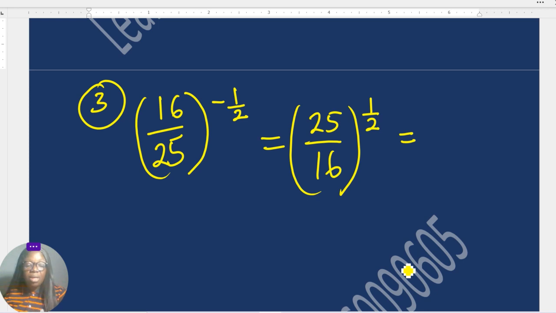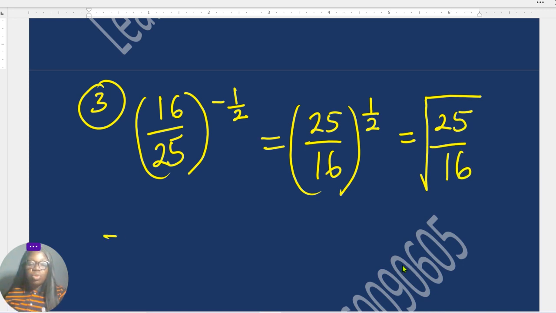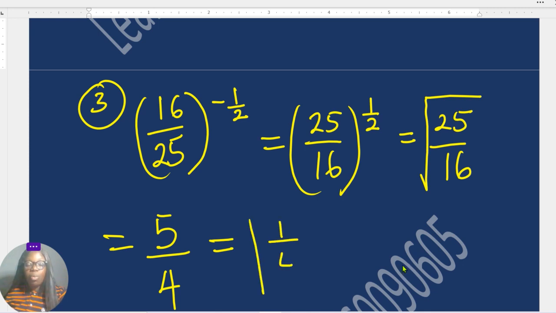Another way to write square root is 1/2. So that will be the square root of 25/16. The square root of 25 is 5. The square root of 16 is 4. This is an improper fraction. Change it to a mixed number. 5 divided by 4, you have 1 whole number, 1/4. So that is our answer.